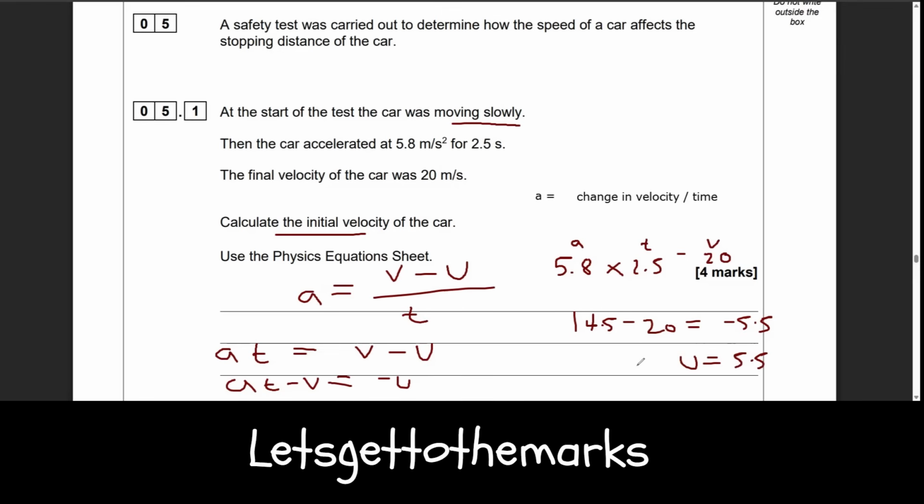What a weird way to do it. I'm looking for marks, so we're going to units. That's all good: 5.5 meters per second is the initial velocity of the car. So one mark for rearranging, and we'll get the final answer, we'll get another 4 marks.